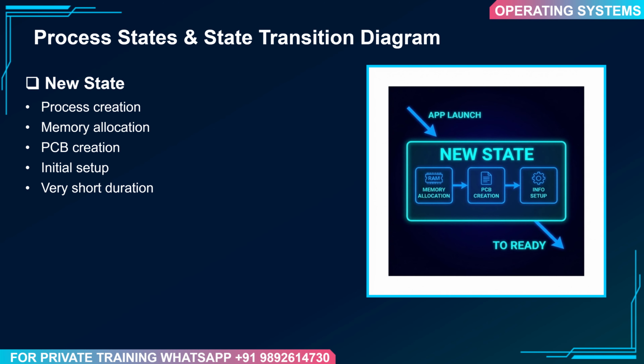When you double click an application or run a command, the operating system creates a new process. At this moment, the process enters the new state. In this state, the process is being set up. Memory is allocated, a process control block is created, and the basic information needed to manage the process is prepared. You do not see this happening, but the operating system is doing a lot of background work here. This state is usually very short because the process quickly moves forward.